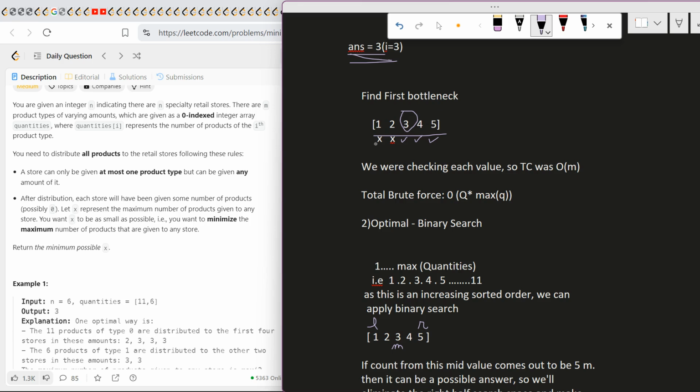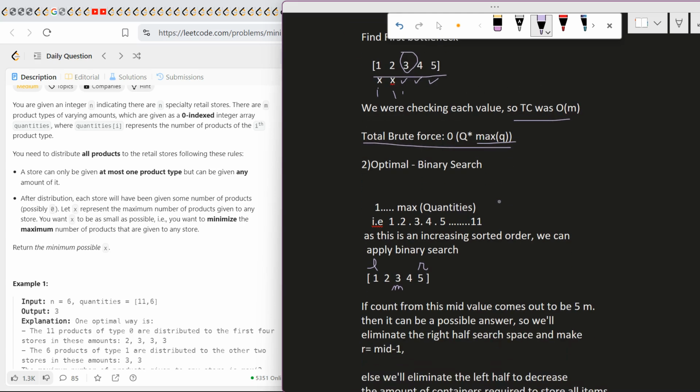We are doing this linearly in our brute force approach, one by one. First we are taking i as 1, then 2, then 3. So for every value, we do a linear pass. The total brute force time complexity was order of q, the queries in the quantities array, into max of the quantity, which is 5.